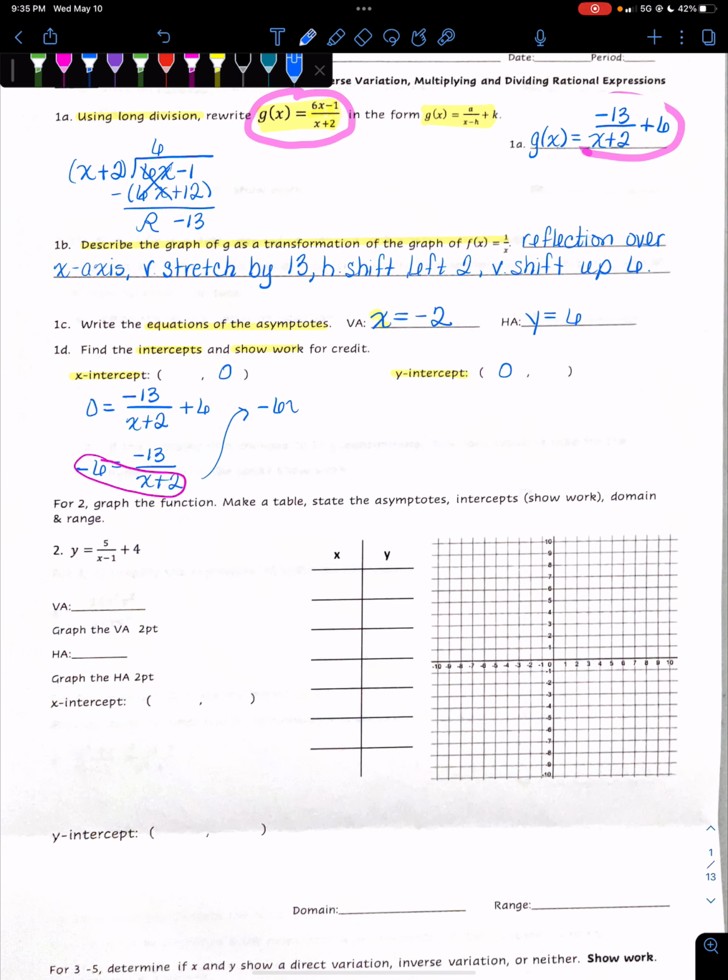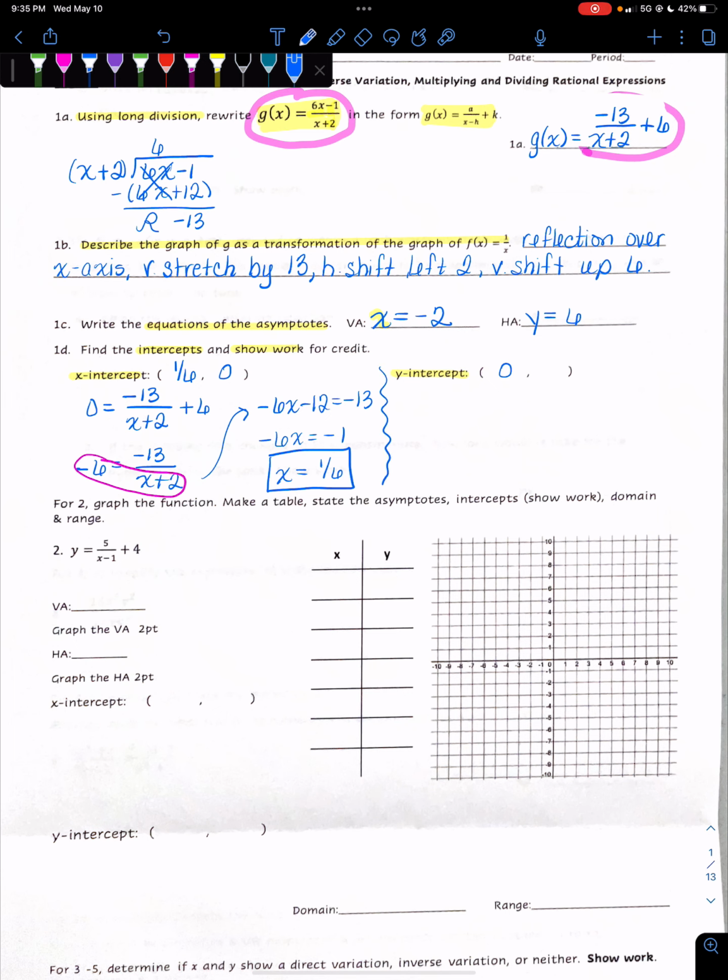Negative 6x minus 12 equals negative 13. Add 12 to both sides of the equation, so we get negative 6x is equal to negative 1. Divide both sides by negative 6, and I get x is equal to 1/6. So our x-intercept is (1/6, 0).